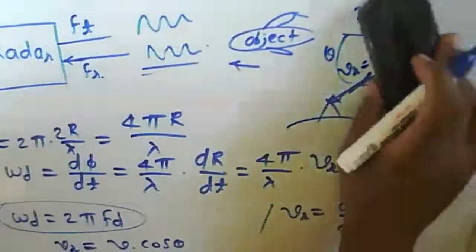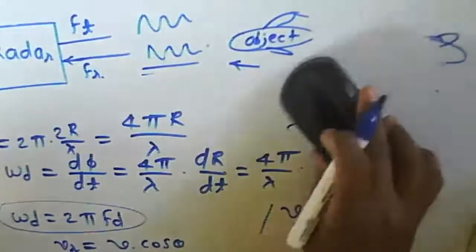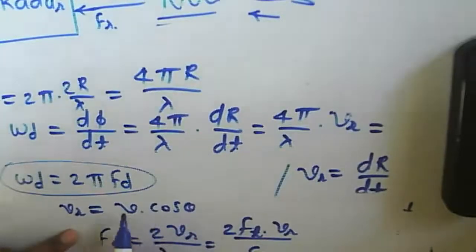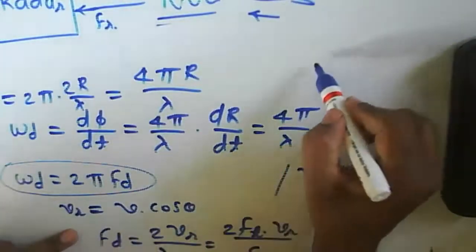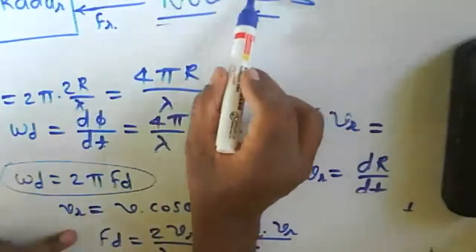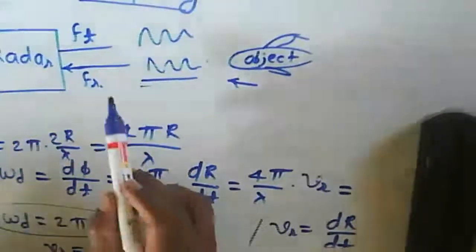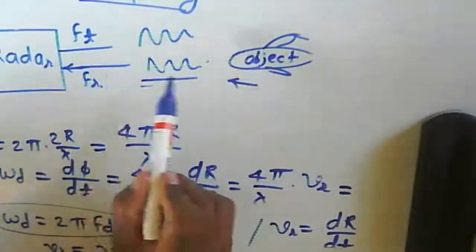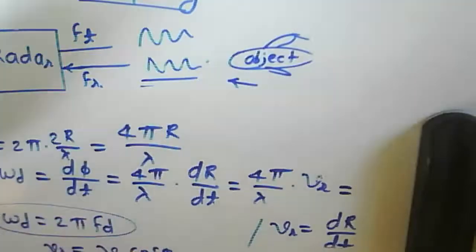So that is the range here. Vr is equal to V cos theta. What does that mean? From the radar to the object, that will be the velocity toward the radar. That is Vr.